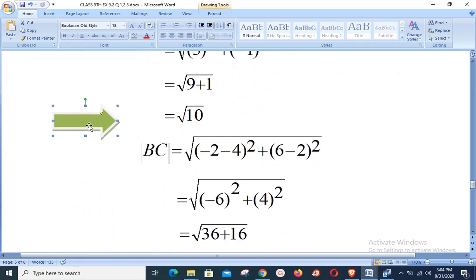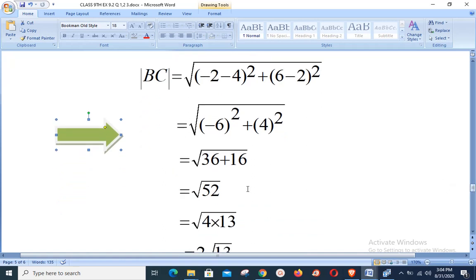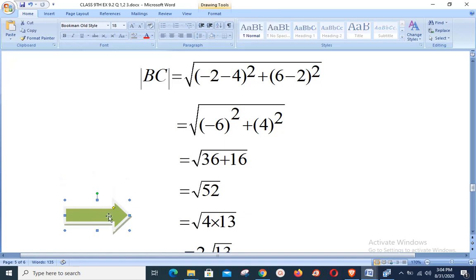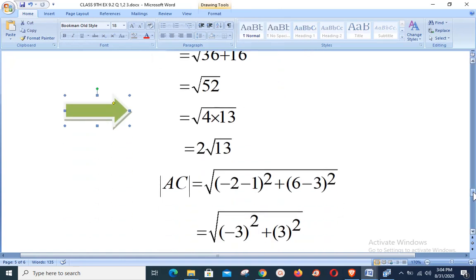Now we calculate the distance between points B and C. Distance BC is equal to the root of (minus 2 minus 4) whole square plus (6 minus 2) whole square. By applying the distance formula, in the next step we have (minus 6) whole square plus 4 whole square, which results in 36 plus 16, that is, the root of 52. We can factorize 52 as 4 multiplied by 13. The root of 4 is 2, so in the next step it becomes 2 square root 13.